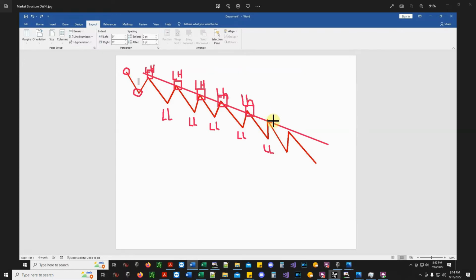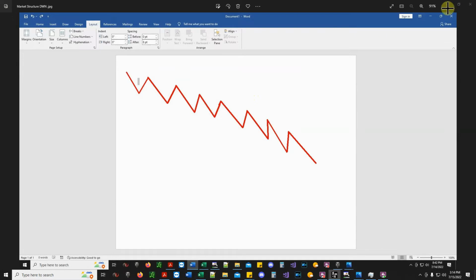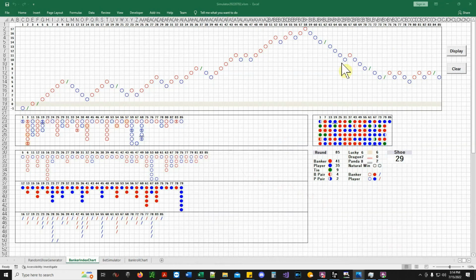Now, this is theory. It never looks this way in actual play. You have to be able to look at a chart and pick out your higher highs and higher lows, or your lower lows and lower highs. Of course, you're not going to learn this in a day. It takes time to be able to look at a chart.